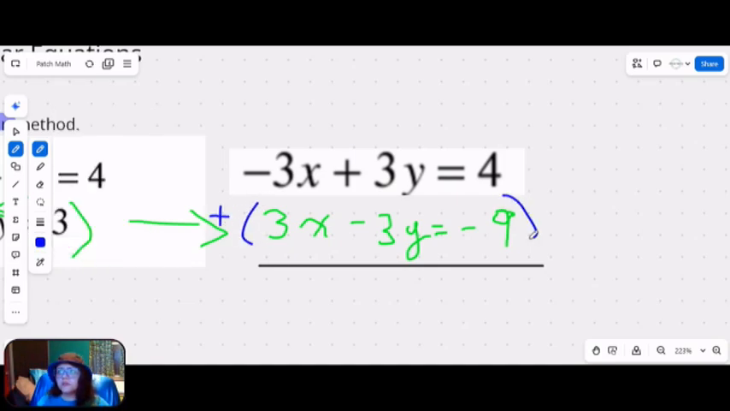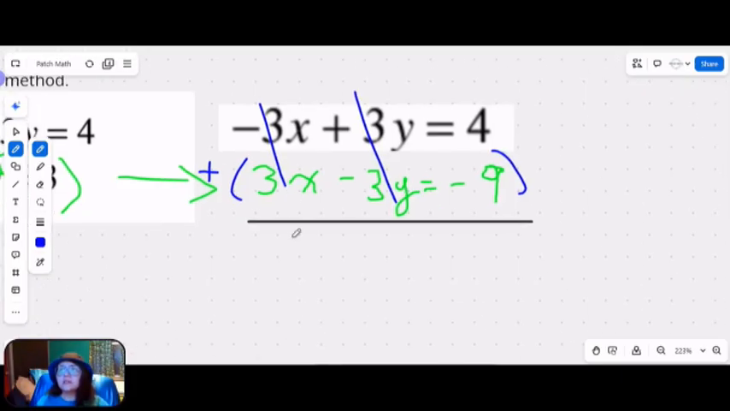A lot of students don't show this part. A lot of teachers don't either. That's technically what's going on. We're adding all of one equation to the other. Negative 3x plus 3x cancels. 3y plus negative 3y, however you want to look at it, cancels. This is 0 plus 0, or 0 minus 0, however you want to look at it. It does not matter. Signs do not affect zeros in that way. Then we have 4 minus 9, and we end up getting negative 5.